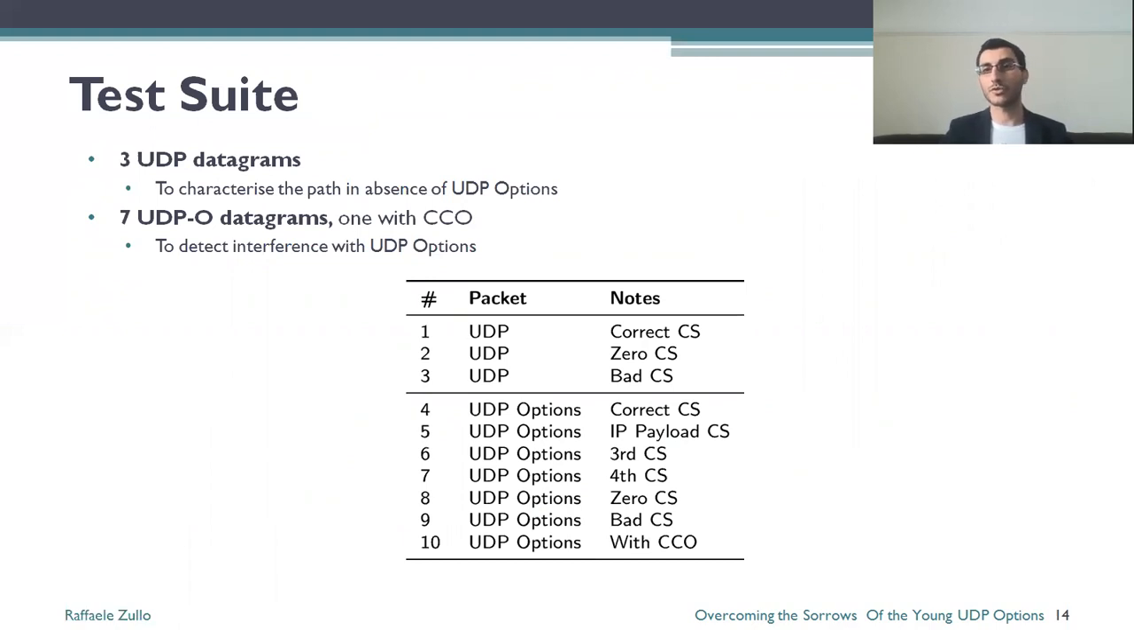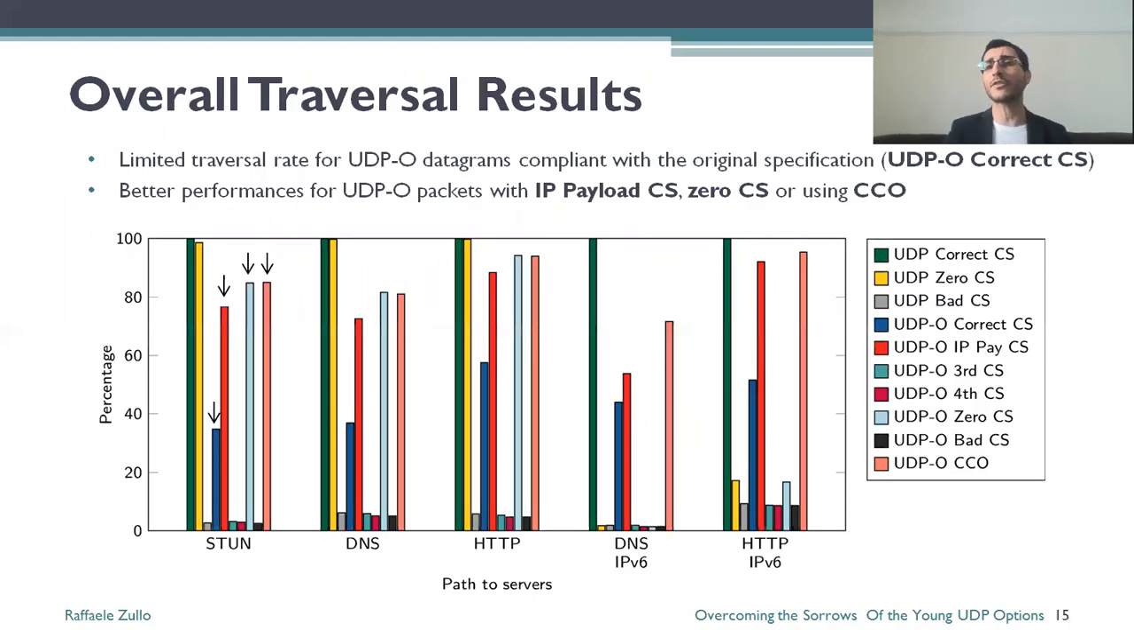We have 3 regular UDP datagrams to characterize the path in absence of options, and 7 UDP datagrams to detect interference with the UDP options. So the overall traversal rate of these 10 packets can give us a rough idea of what is happening. We can clearly see that the traversal rate of the UDP options packet with the correct checksum in blue is lower than expected, and is lower than other UDP options packets. For example, the packet with the IP payload checksum in red, that is actually a packet with a checksum that is supposed to be wrong.